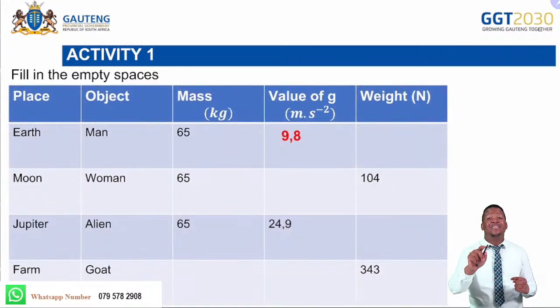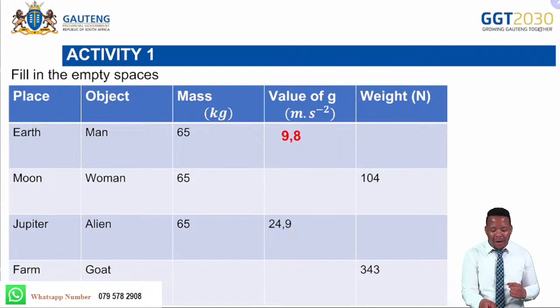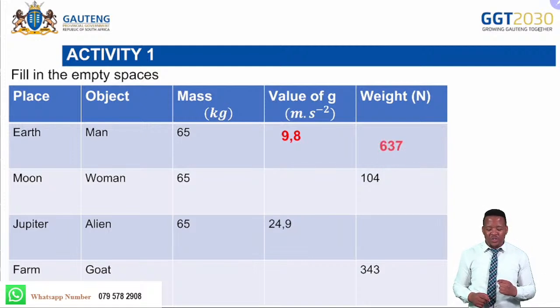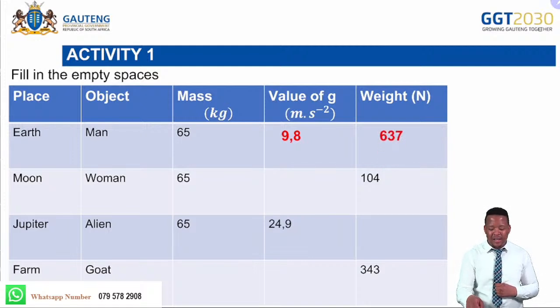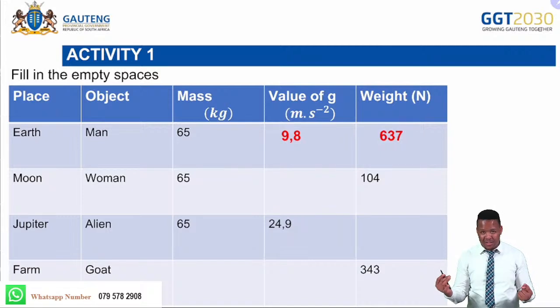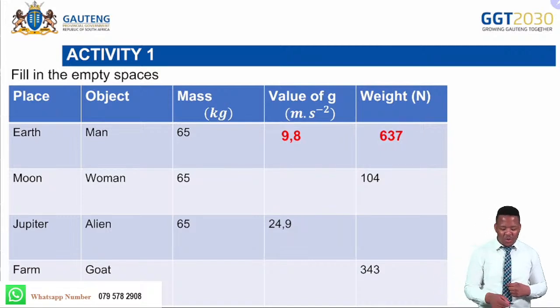So how do we get the weight of the man? You say 65 multiplied by 9.8. So you get your answer as 637 newtons. Okay, and now let's go to the moon.